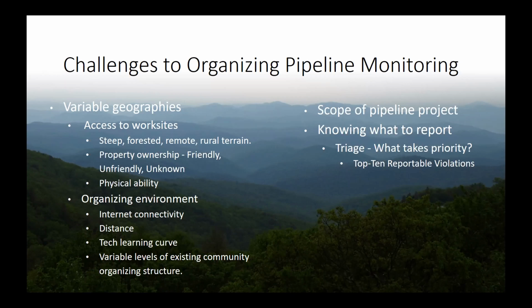Also, the organizing environment of these different communities. There were internet connectivity limitations. We're talking from Buckingham County, Virginia, out to Randolph and beyond counties, Harrison County, West Virginia. There was also a lot of tech learning curve to grapple with, and we had variable levels of existing community organizing structure. As part of the alliance, we had different groups that we were partnered with, but some groups were more organized than others. Let's see. And then that gets us into the scope of the project.